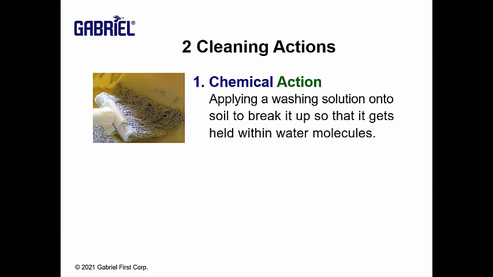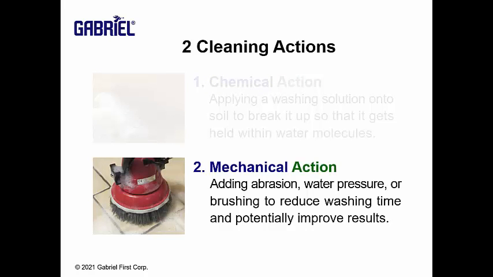Chemical action: applying a washing solution onto soil to break it up so that it gets held within water molecules. Mechanical action is adding abrasion to the process, water pressure, or brushing to reduce washing time and potentially improve results.